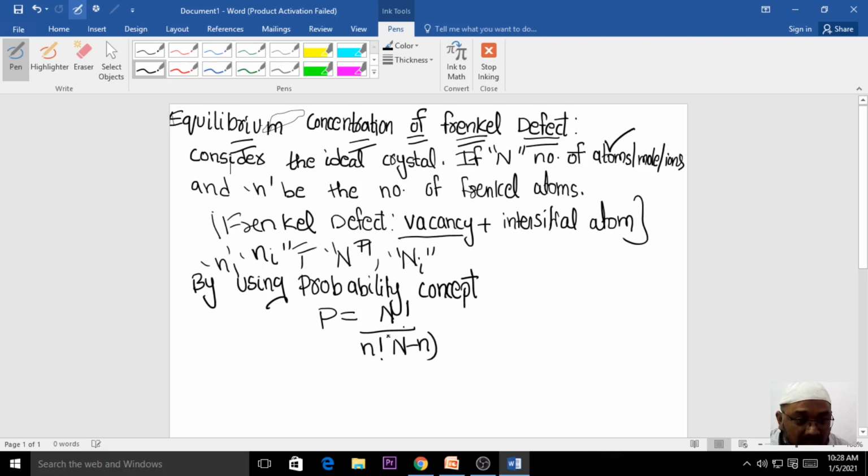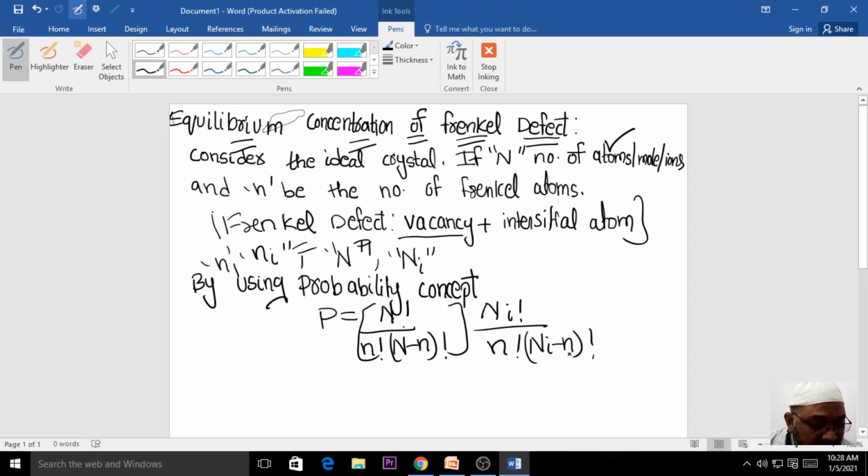(N − n)! right? So now this is multiplied with N_i! by n! times (N_i − n)!. You can just see this. This is the aspect that we need to understand here: n! and (N_i − n)!. So this extra term is coming due to this interstitial term here. You can just see this is the interstitial term.